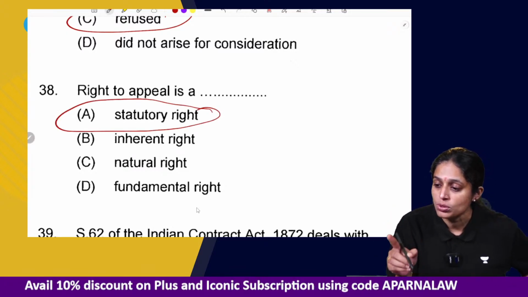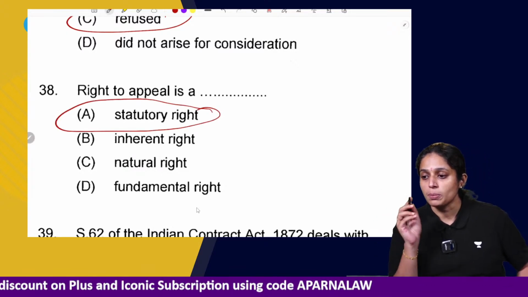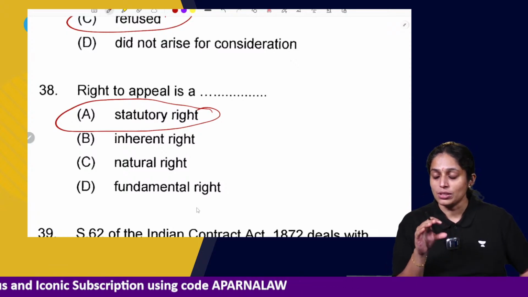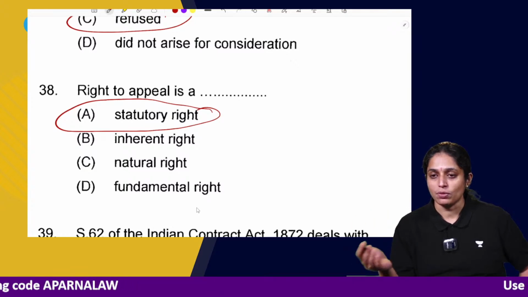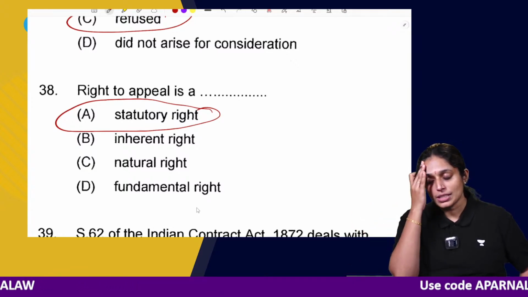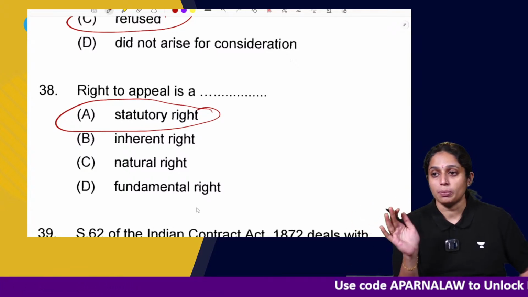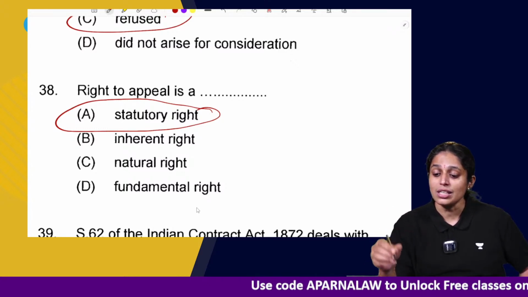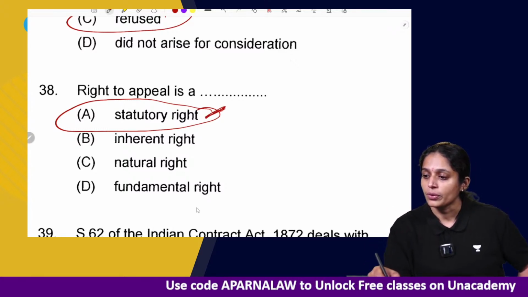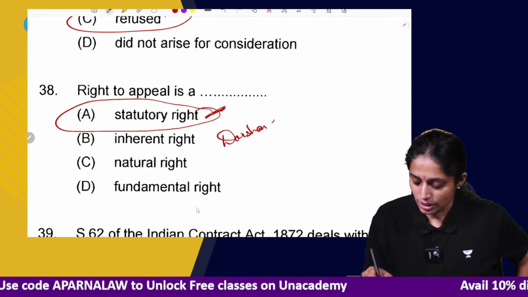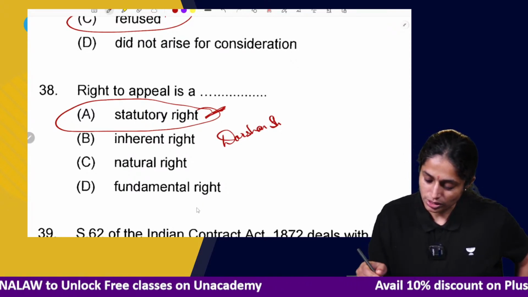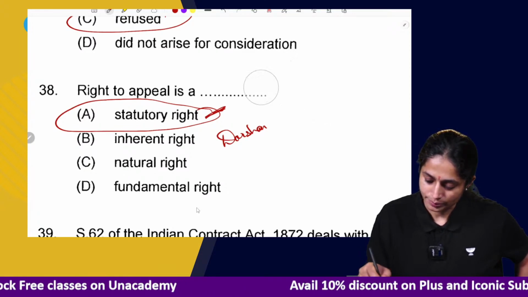Only if the statute gives, only if the CPC says that for these appeals, for these decrees it is appealable, or the CrPC says for this judgment this is appealable, only then you can go for an appeal. It is not an inherent right, it is a statutory right. Okay. You can also find the reference in Darshan Singh versus Rampal Singh.